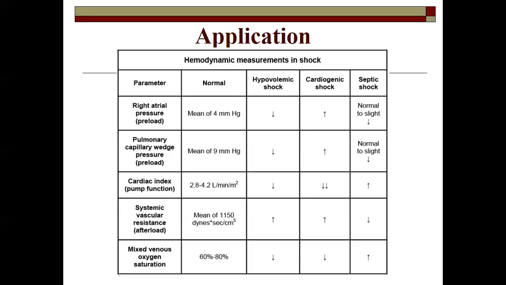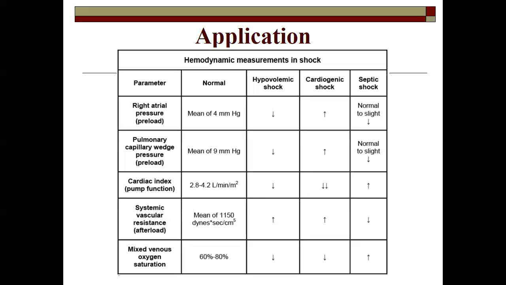For a wedge pressure, and again, this is not one of those things you need to know, because you're not going to necessarily be doing wedge pressures. Normal wedge pressure is about a mean of 9. In hypovolemic shock, the patient's wedge pressure is going to be low because they have a low circulating volume. Cardiogenic shock, the wedge pressure is going to be high. And for sepsis, it may be normal to slightly low.